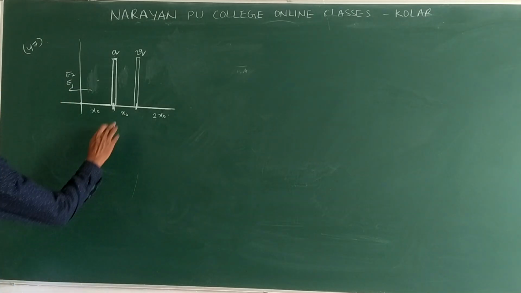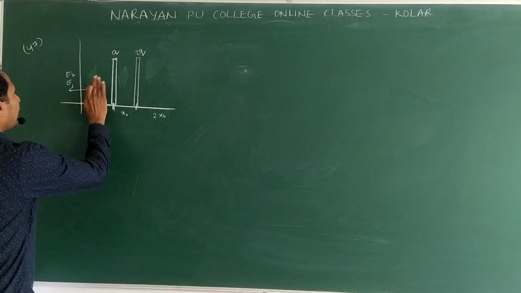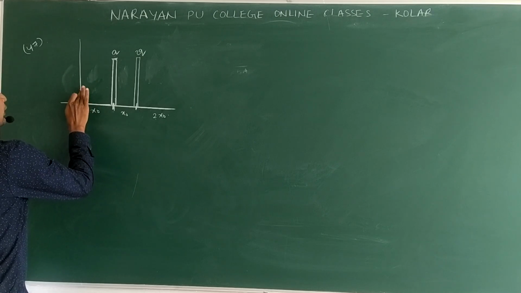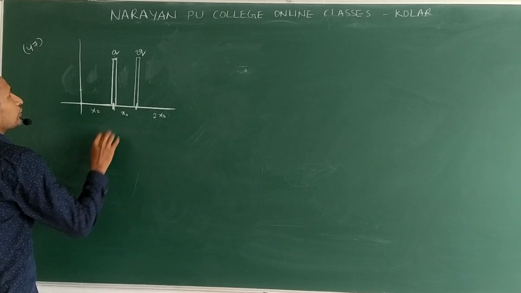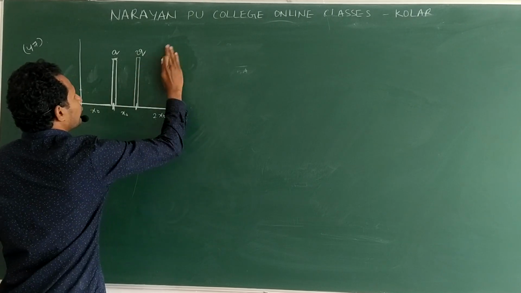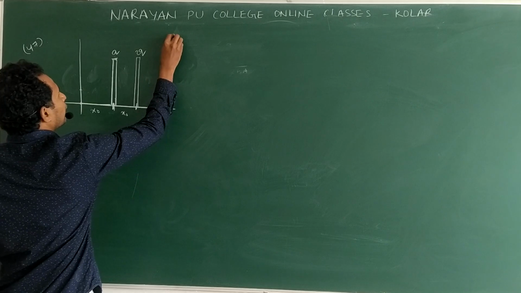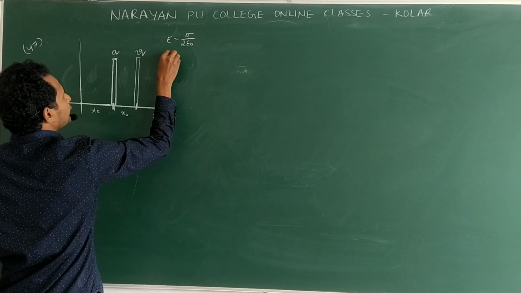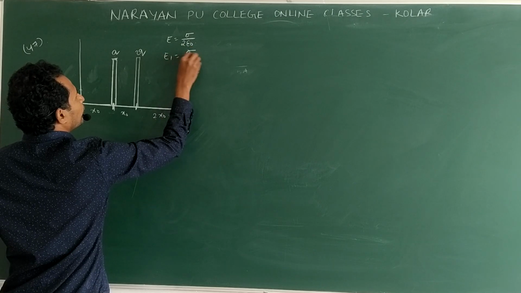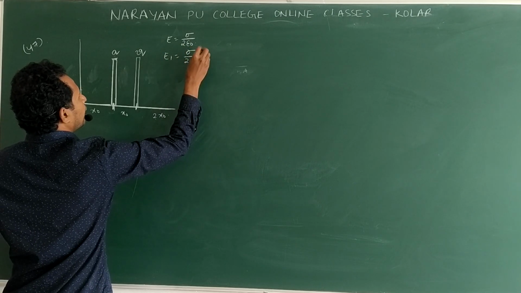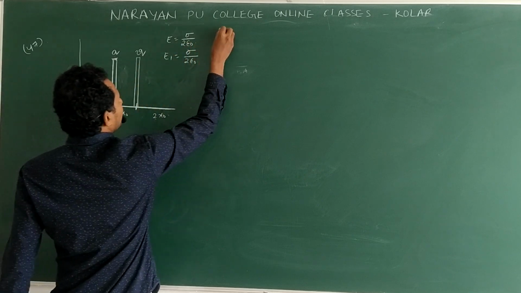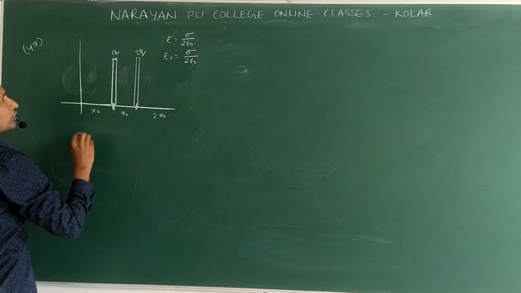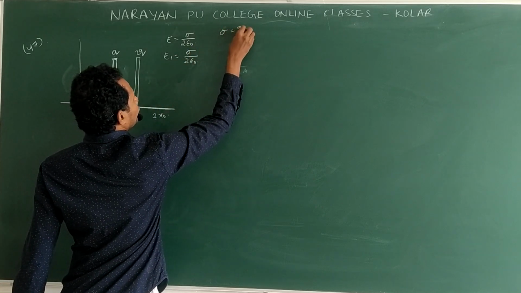Figure is given on the graph. Now they are asking the variation of electric field. So first we will write the electric field due to a thin sheet formula. E is equal to sigma by 2 epsilon naught. Based on this, E1 is equal to sigma by 2 epsilon naught, where sigma is the surface charge density. Sigma is equal to Q by A.